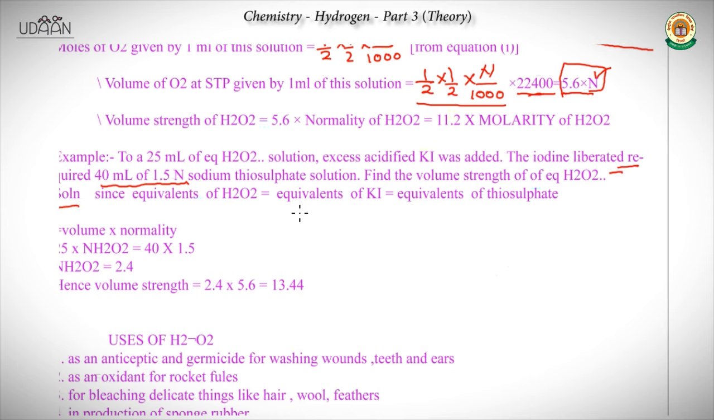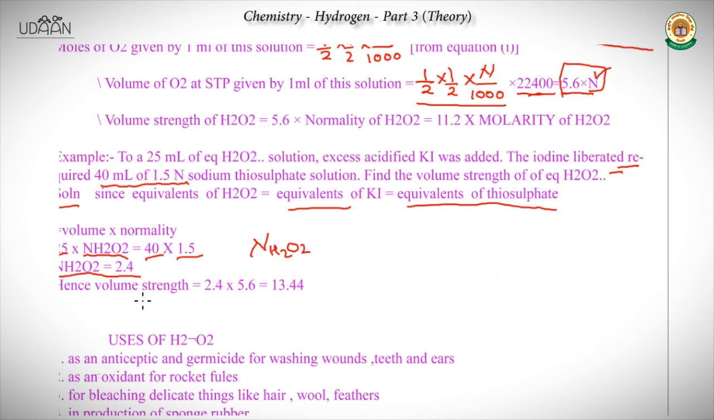Since equivalents of H2O2 equal equivalents of KI, which equal equivalents of thiosulfate solution, that is equal to volume into normality. The volume was 40 and normality was 1.5 as given. The volume of H2O2 was 25, and normality N of H2O2 we will calculate as 2.4.